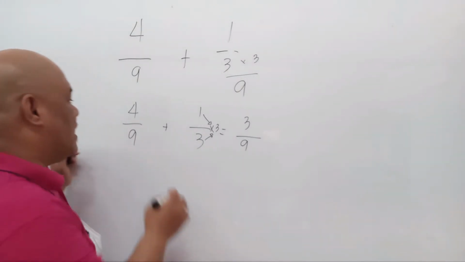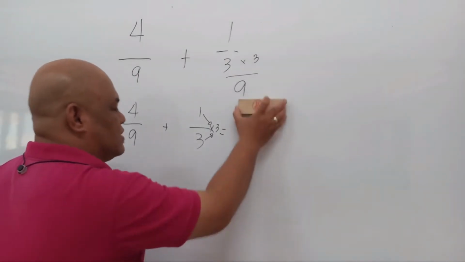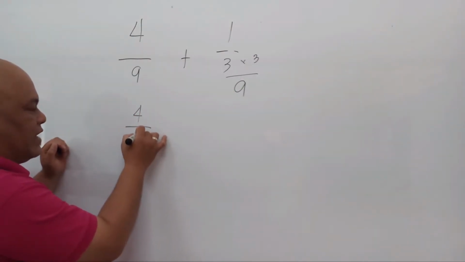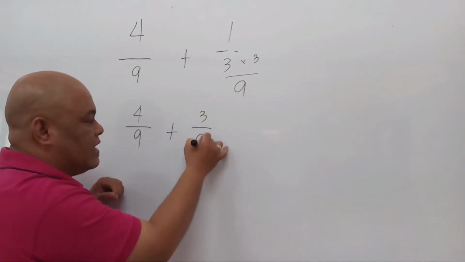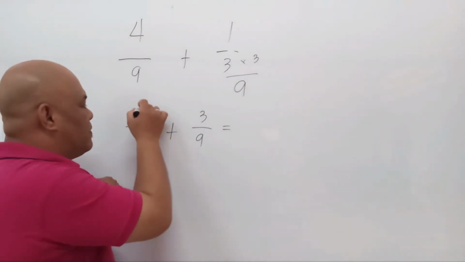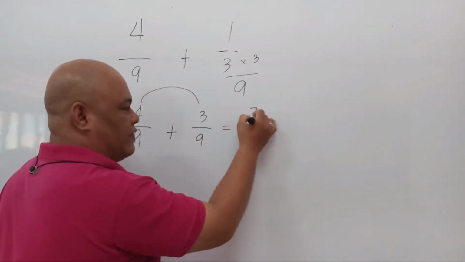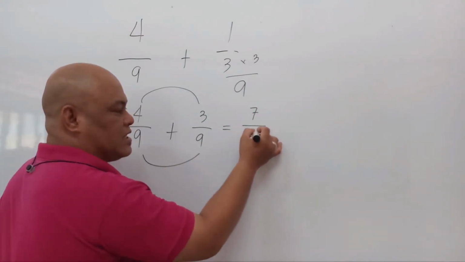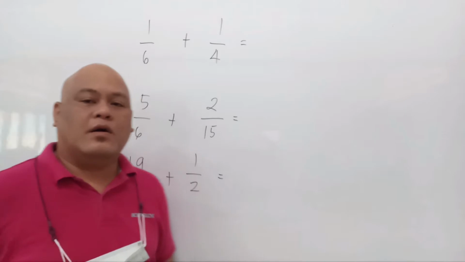And now, we can add it to 4 over 9. So, it will become like this: 4 over 9 plus 3 over 9. So, what will happen? You have to add only the numerators, which gives 7, and copy the denominator, which is 9. Okay? Do you understand?